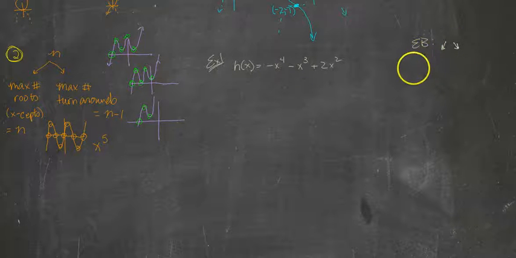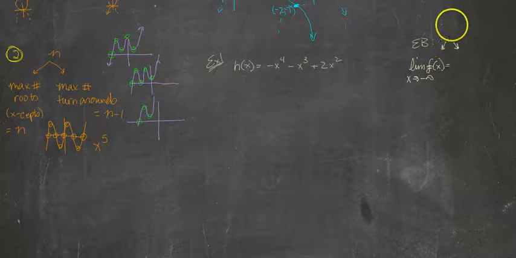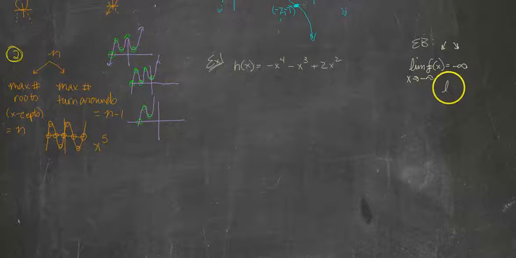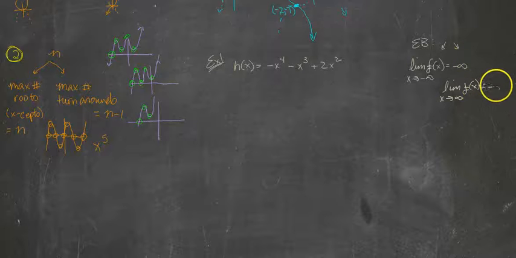Okay, if I wrote this in limit notation, and you have to be able to do that, the limit as x values approach negative infinity, that'd be this side, of f of x equals negative infinity. So y values are going down, down, down, and the same thing on the other side: the limit as x values approach positive infinity of this function equals negative infinity.